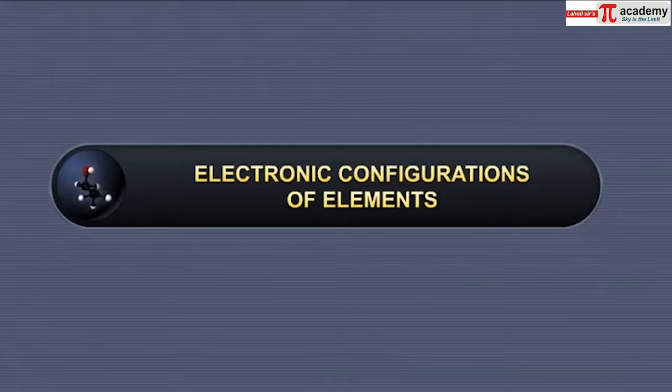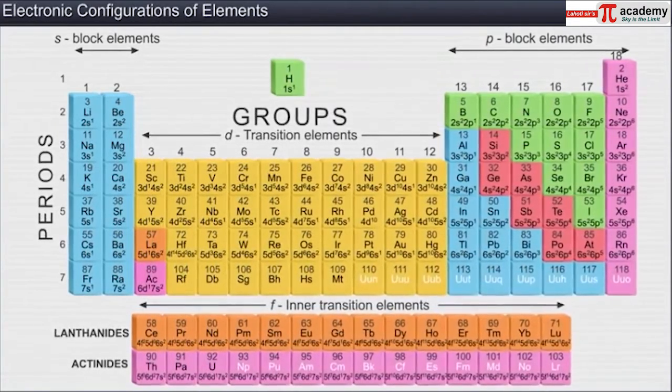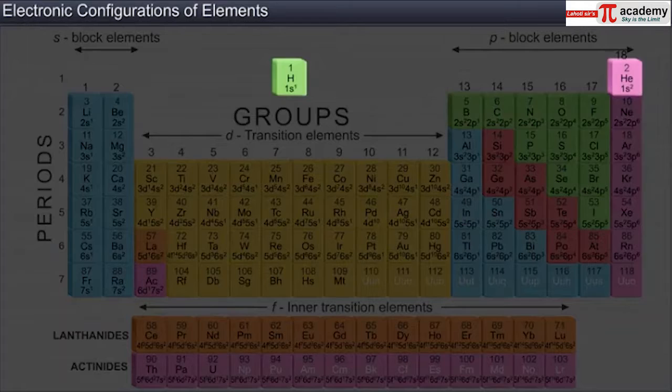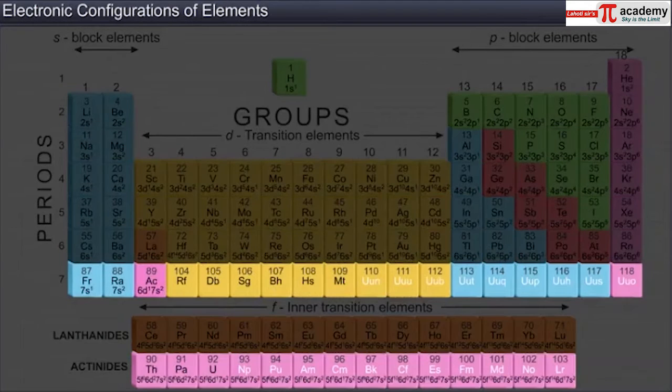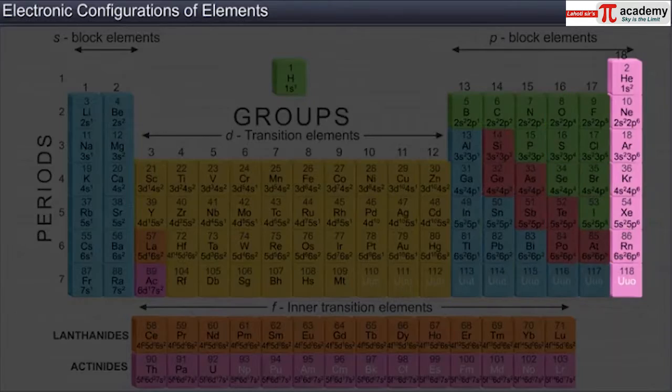In this module, you will learn about the arrangement of elements in the modern periodic table based on electronic configurations. The long form of periodic table is the most widely used modern periodic table. It arranges all the known elements into 7 periods and 18 groups based on their electronic configuration.